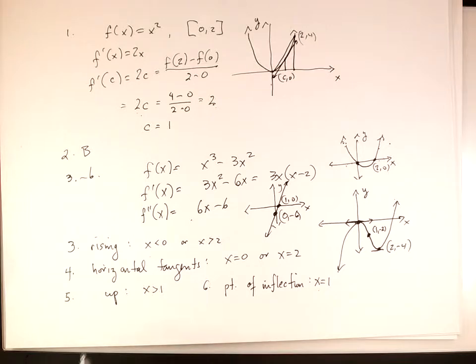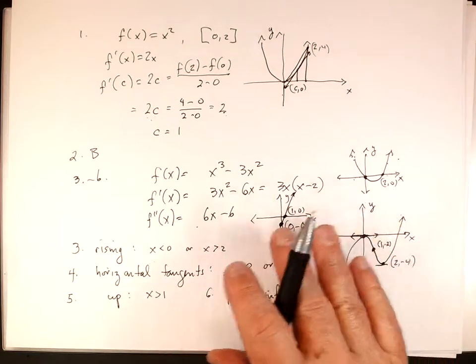Okay? Okay, how we doing? Okay, let's go on. 7 through 12.